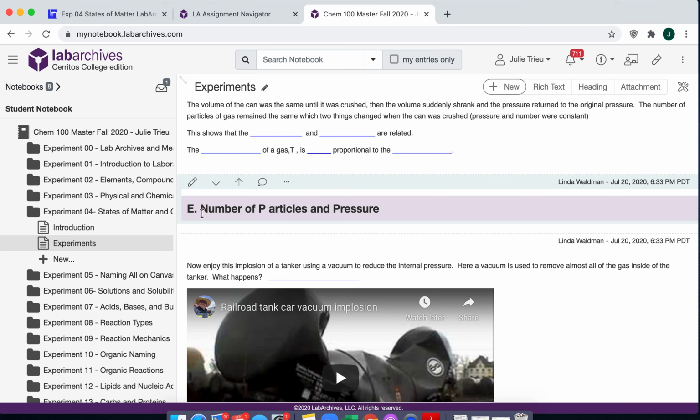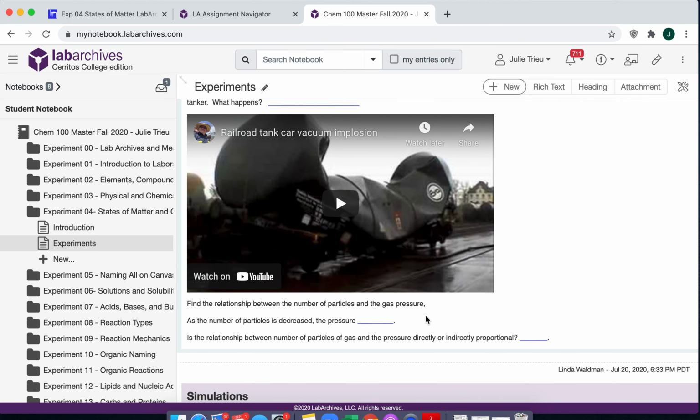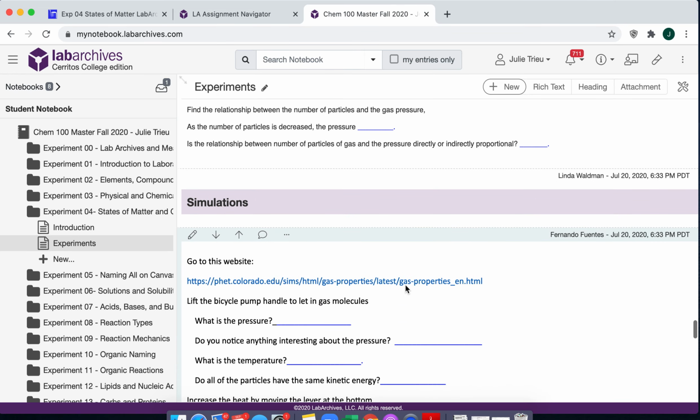And part E, find out the number of particles. It should be the relationship between number of particles and pressure, so n and P. Watch these videos and then find out whether the relationship is inverse or proportional.